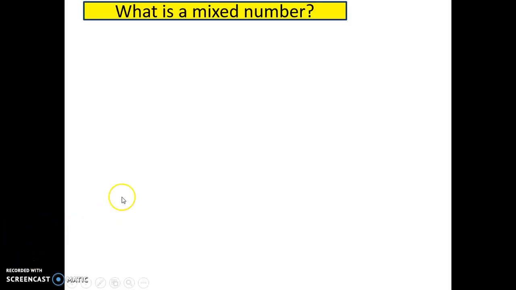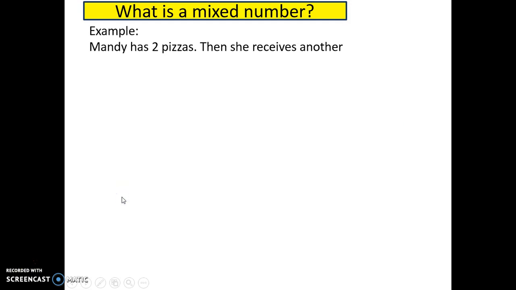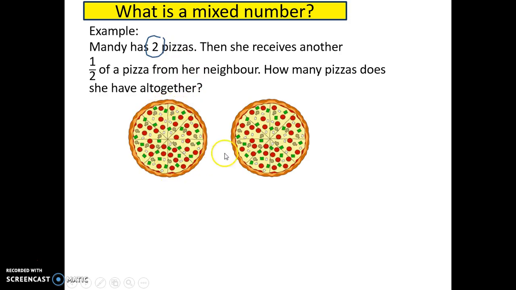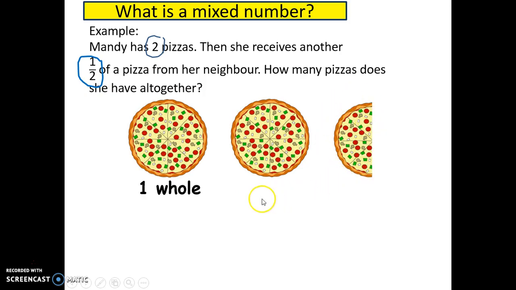So what is a mixed number? For example, Mandy has two pizzas. Then she receives another 1/2 of a pizza from her neighbor. How many pizzas does she have altogether? Now, based on this information, two pizzas, I'm using a pictorial representation to show two pizzas, and 1/2 is represented by this diagram here. So we have one whole here, another one whole, and a 1/2.